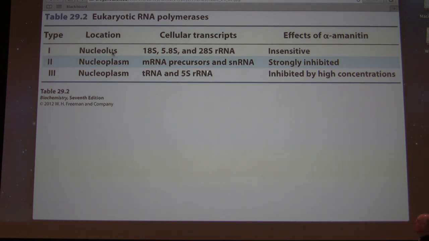RNA polymerase 2 is involved in making messenger RNA. So it's making the things that code for protein. And it's involved in making small nuclear RNA. I'll say a brief word about those, not today, but probably on Friday. Small nuclear RNAs play important roles in controlling, again, how much of a given gene's expression actually occurs in a cell. Last, the type 1 RNA polymerase makes the larger ribosomal RNAs.